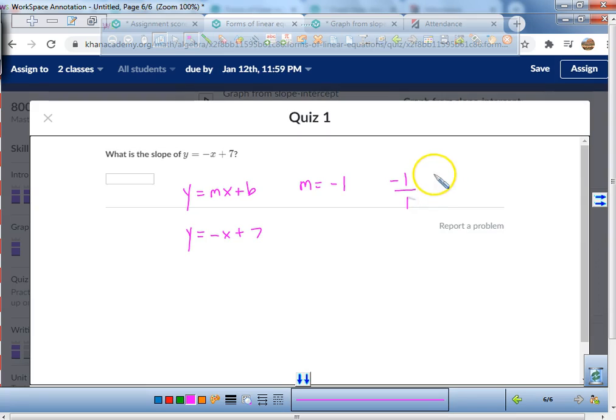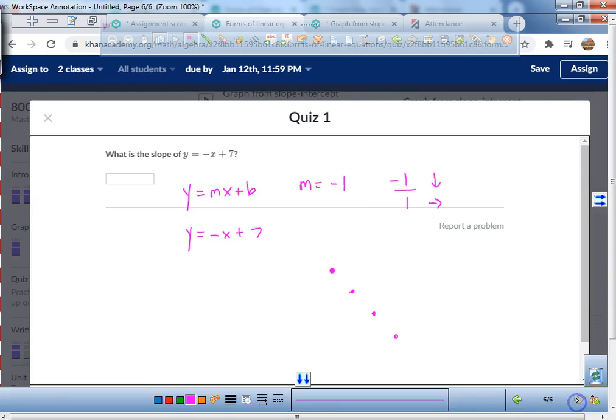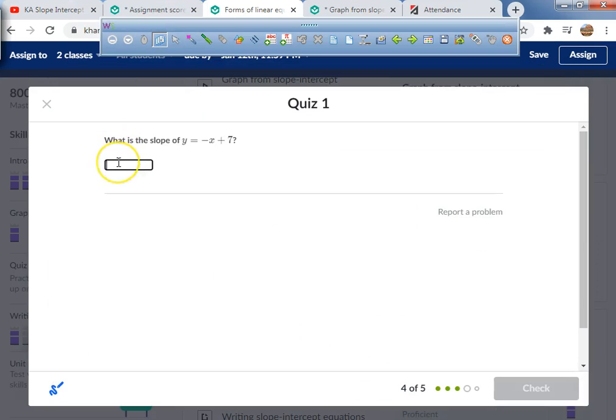Now, what does that mean technically? That's a -1/1 ratio. It means it goes down 1 and over 1. So if you're on a grid, you go down 1, over 1, down 1, over 1, down 1, over 1. So you have a slope that kind of looks like this. Like, for example, a slope of -1 would look like this. A positive slope of 1 looks like this. It goes up 1 and over 1, in case you're wondering. All right, let's go back over here. So I'm just going to put -1. That's the slope.